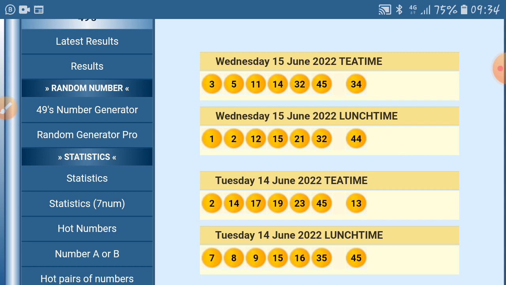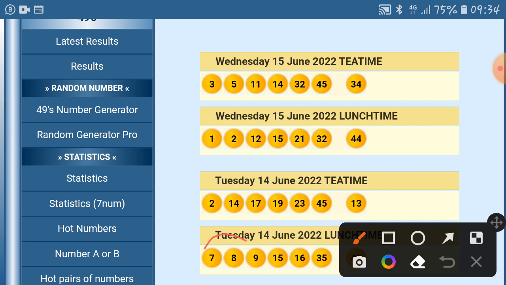Let's do the sequence. The first sequence is the first 2 balls. 7 plus 8 equals to 15. There is 15 on top, right?